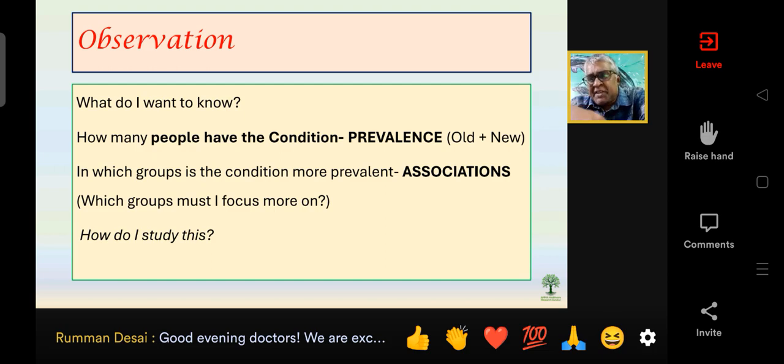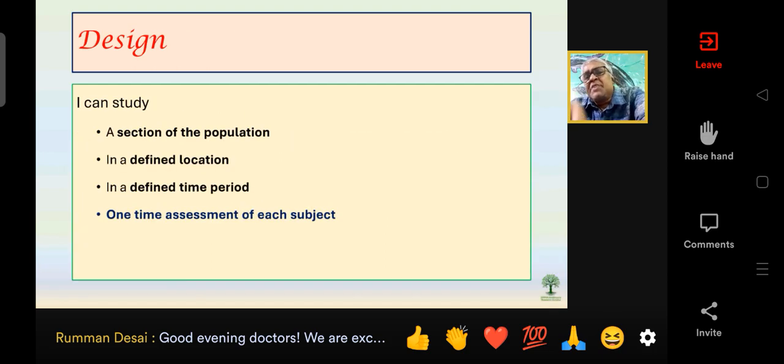Now, how do you study this in a clinical setting, in a busy clinical setting? You can study a section of the population in a defined location, in a defined time period. And you want to just know this section of the population in this place, in this time period, how many people have this condition. So it's a one-time assessment of each person. A single time assessment against the criteria that's being used to define disease. One-time assessment. And that's the key element of this particular design. It's a single time assessment for each subject.